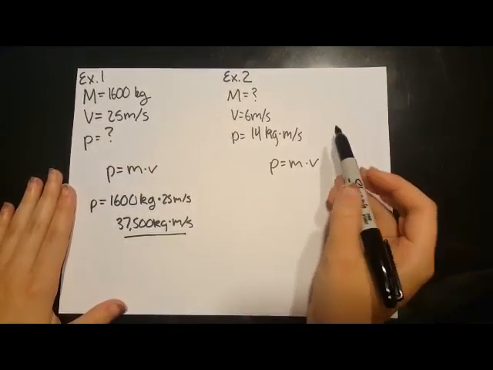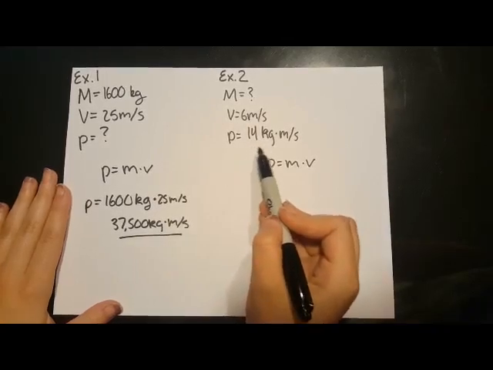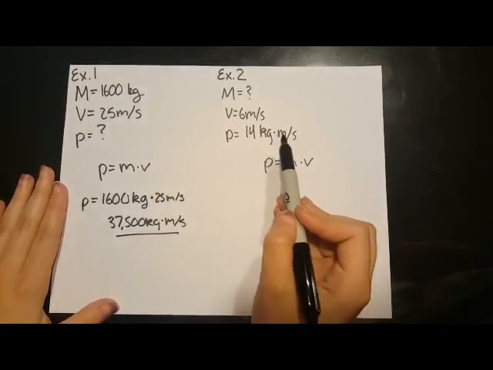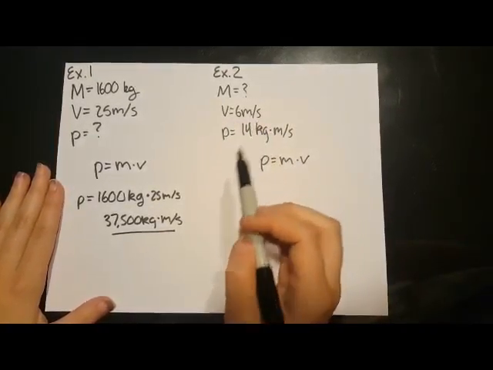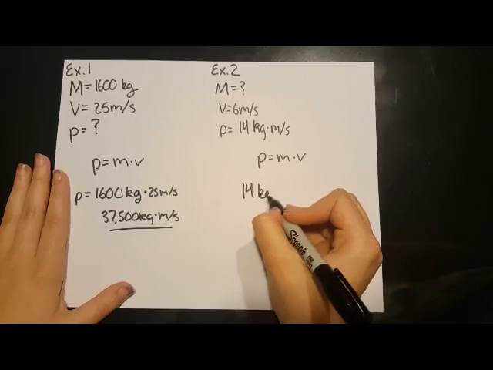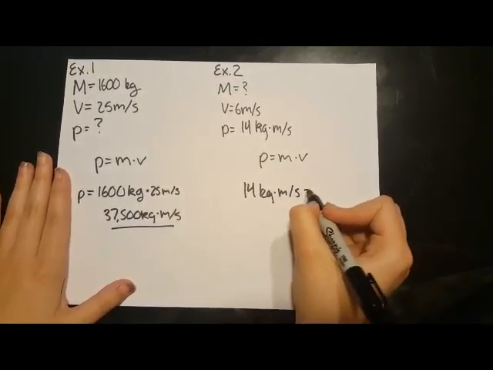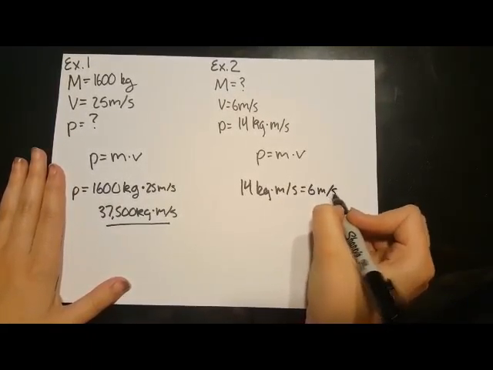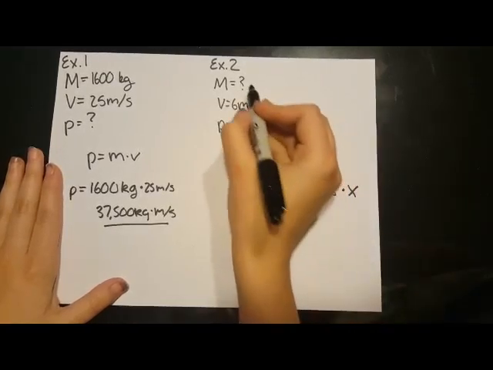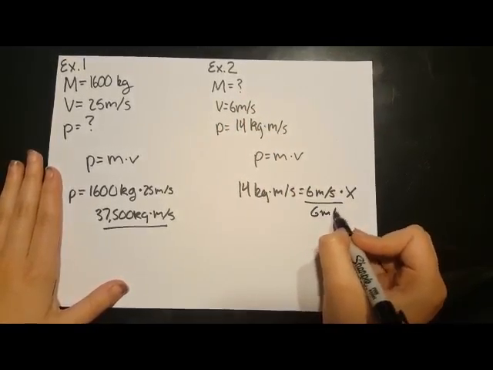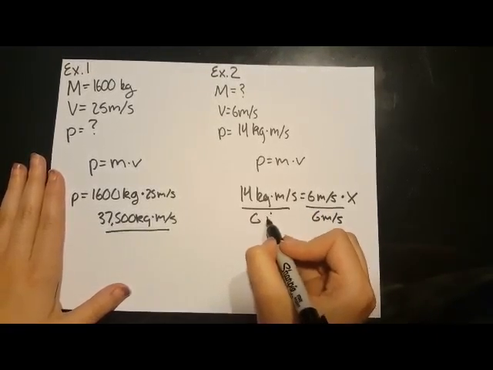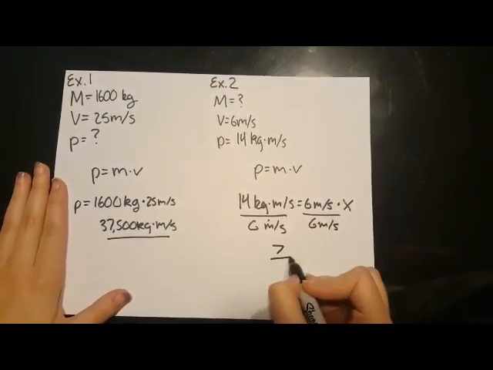For exercise 2, you have a ball that is moving with a momentum of 14 kilograms times meters per second with a velocity of 6 meters per second. What mass is the ball? You set 14 kilograms times meters per second equal to 6 meters per second times x, x being the unknown variable of the mass. Then you divide the 14 by 6. This means the mass is 7/3 kilograms.